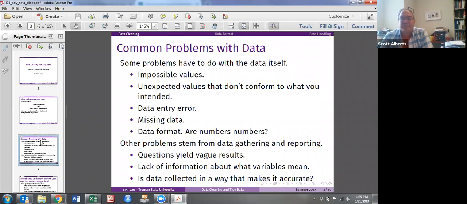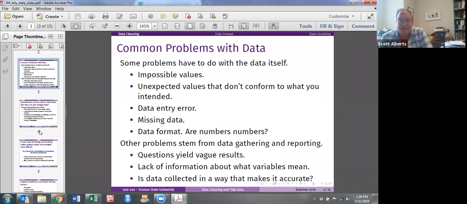So when you go to do a mean or a standard deviation, it won't let you do that because it says these aren't numbers, and you have to figure out how to get them into the format that you need. Sometimes we have problems that come from how we collect the data. If you had bad questions, you get bad results. Or we don't know what the variables actually mean. Were these calories per day, calories per week, something like that? And was it collected in a consistent way or in a way that makes it likely to be accurate? Now, as the coder, it's hard to figure out what we're going to do to figure that out, but that is the sort of thing you want to do.